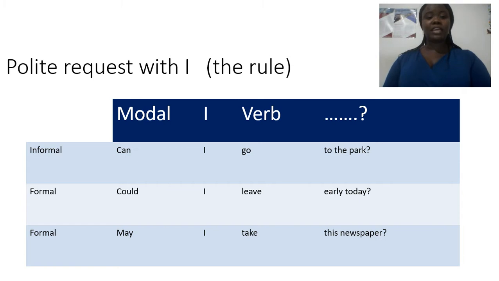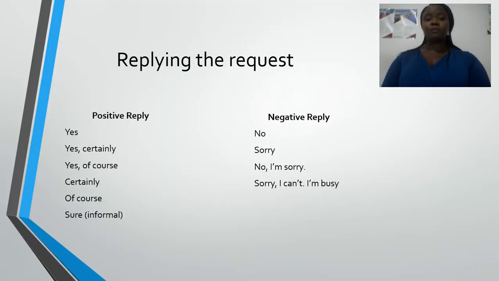The first one is informal, that is, can I go to the park? The next one is formal, which is, could I leave early today? That is formal. And the last one, formal, which is, may I take this newspaper? That is also formal.